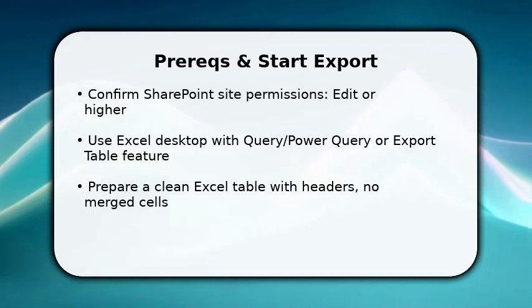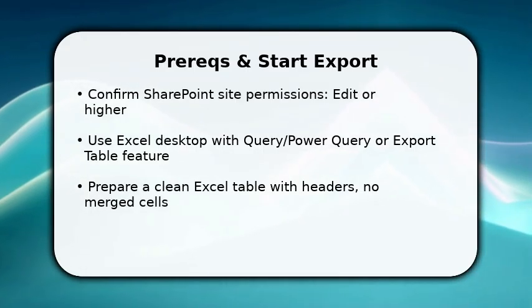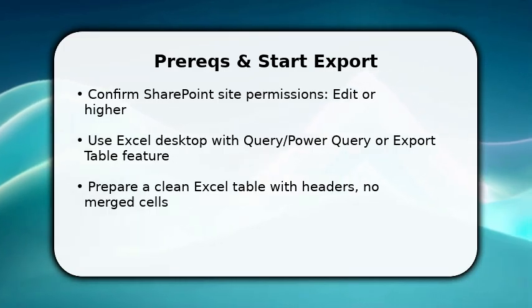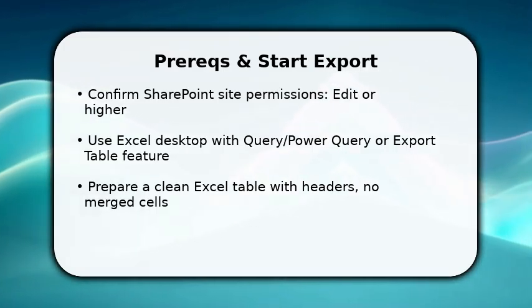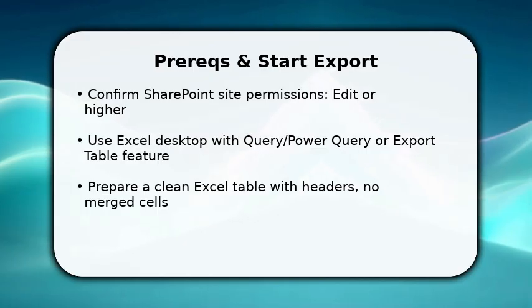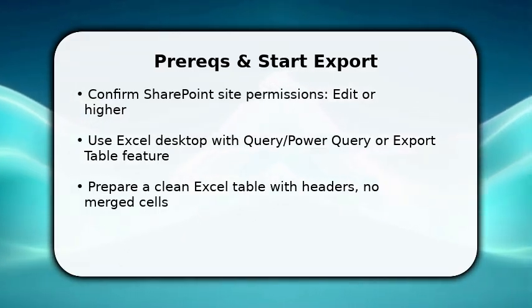Once the table exists, go to the Data tab or Table Design and choose Export, Export Table to SharePoint List, then enter the site URL. This starts the list creation and maps columns automatically.